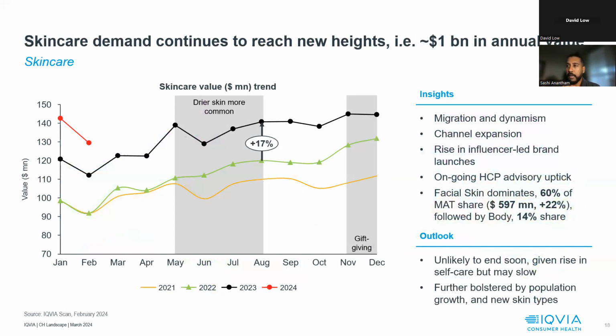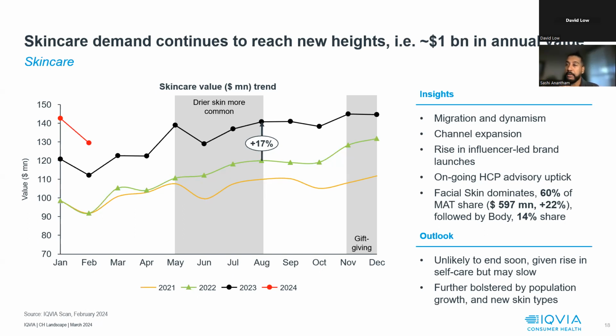Skincare, of course, has gone from strength to strength. This is now a $1 billion category. It is effectively the second largest category in Australia. Of course, vitamins was the first to breach $1 billion and now $2 billion. Skincare looks like it may be on track to become the next vitamins in Australia in terms of being a very, very large category.